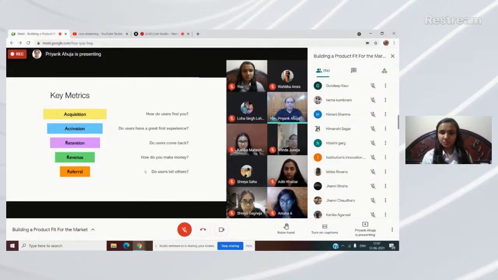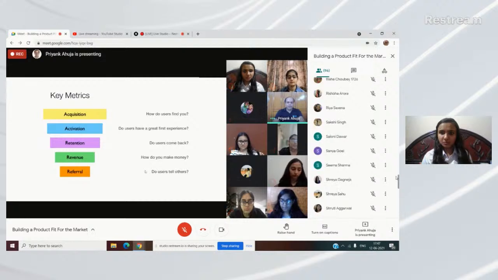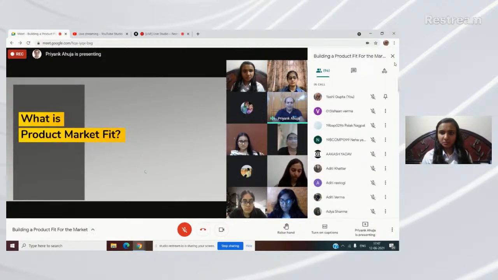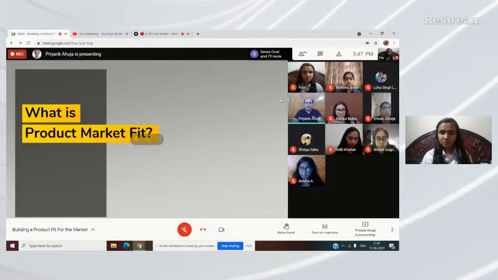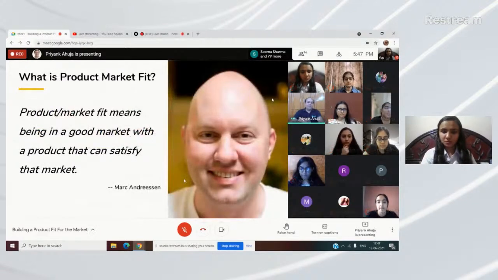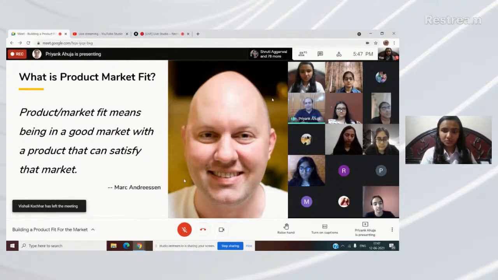So these are the building blocks for your product market fit. Now we'll start with what is product market fit. So now there is an agenda for that. What is product market fit? This is a famous quote given by Marc Andreessen. He says that product market fit means being in a good market with a product that can satisfy that market. There is an existing market in which your product satisfies the market.